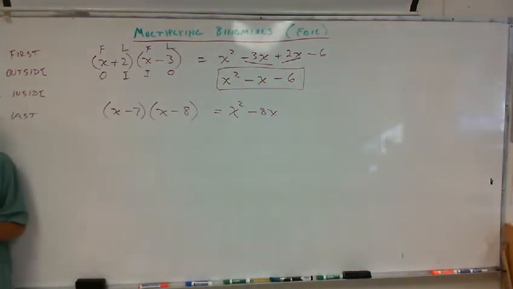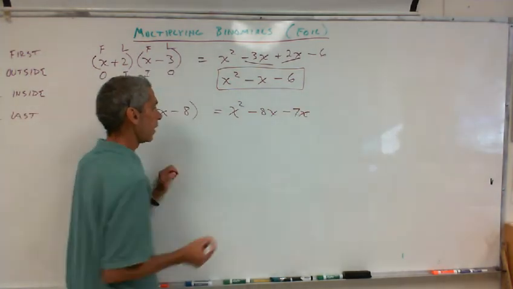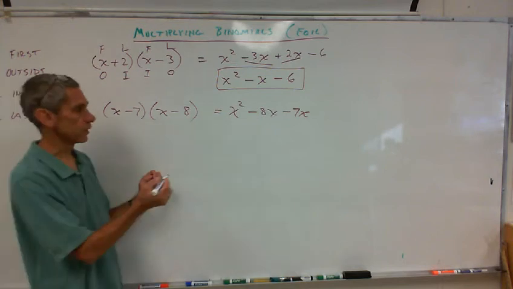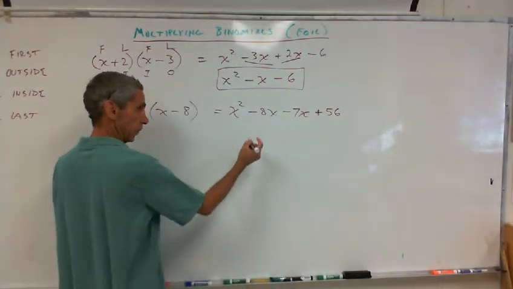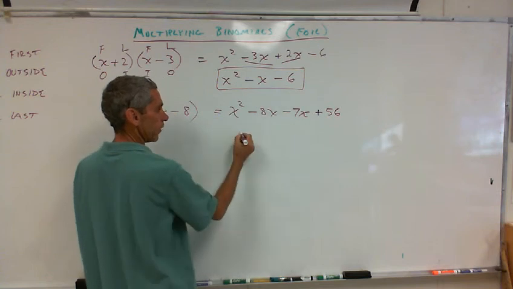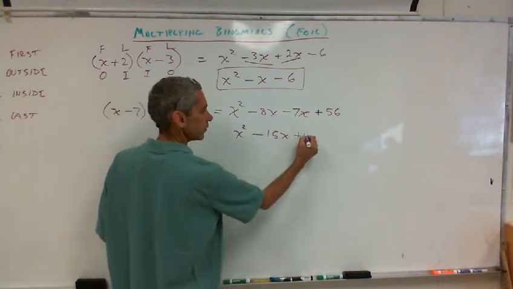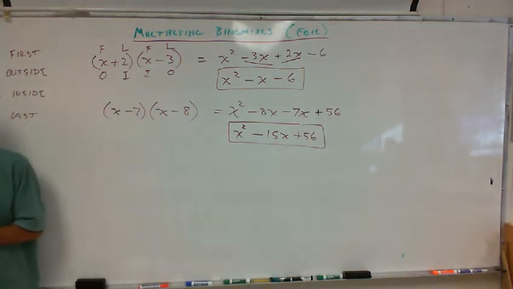What did you do? -7 times x, so -7x. Last, what would you do? -7 times -8, which is 56, right? And it's positive, because negative times negative is positive. I can combine my middle terms, so my final answer is x squared minus 15x plus 56. Right? Pretty straightforward, right? Yeah.